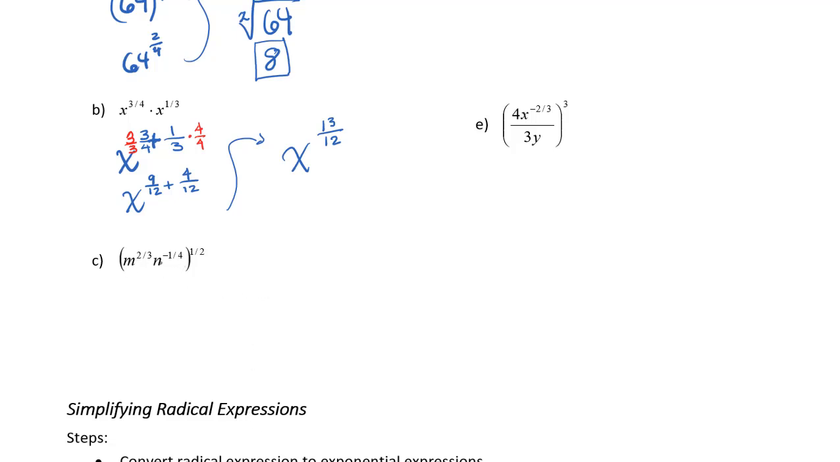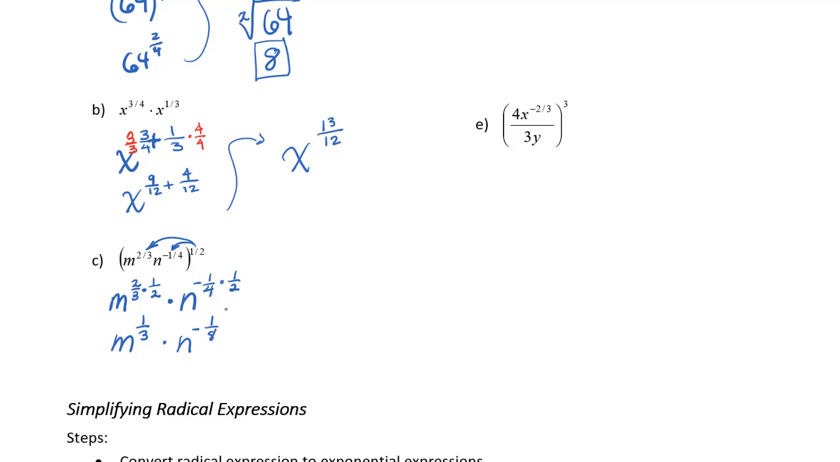Let's take a look at C. We have two bases inside that do not match. They're raised to the 1/2 on the outside, which means we can distribute that power in to both fractional exponents inside. We'll have m raised to the 2/3 times 1/2. The other base is n, and we'll raise that to the -1/4 times 1/2. We can simplify, and m will be to the 1/3 times n raised to the -1/8.